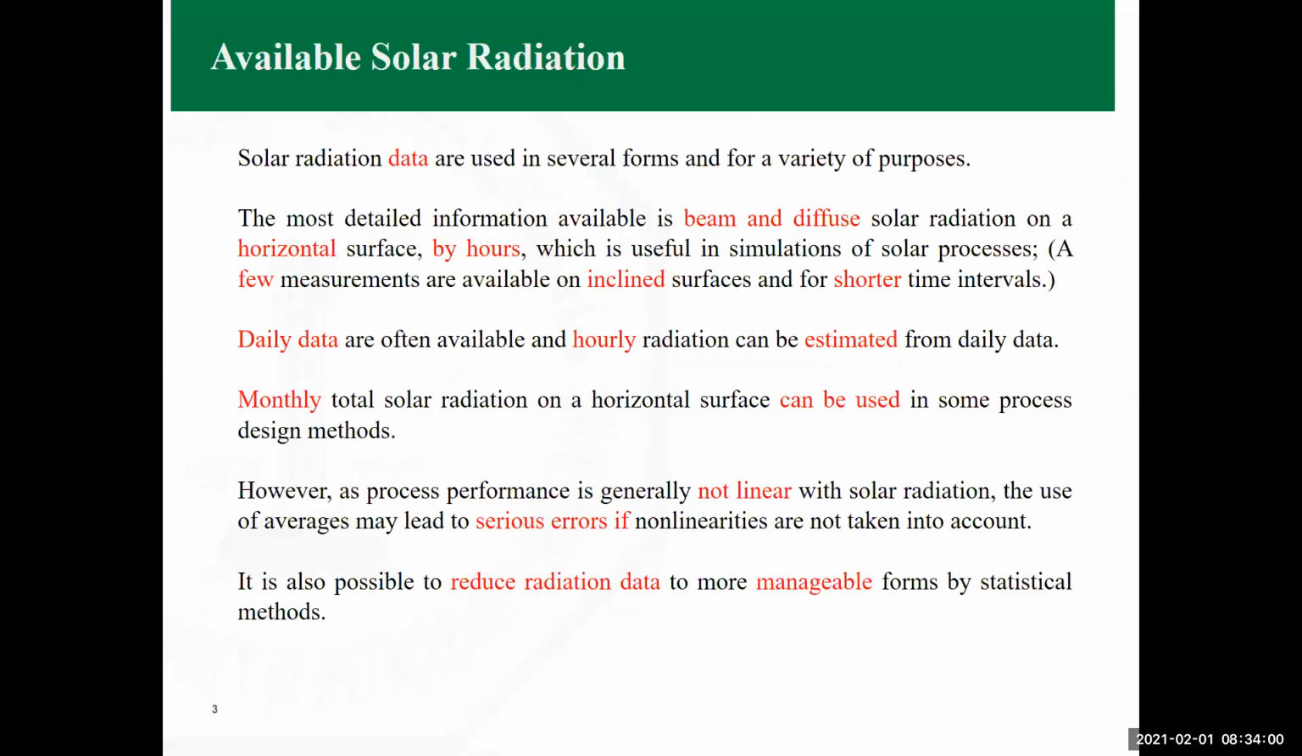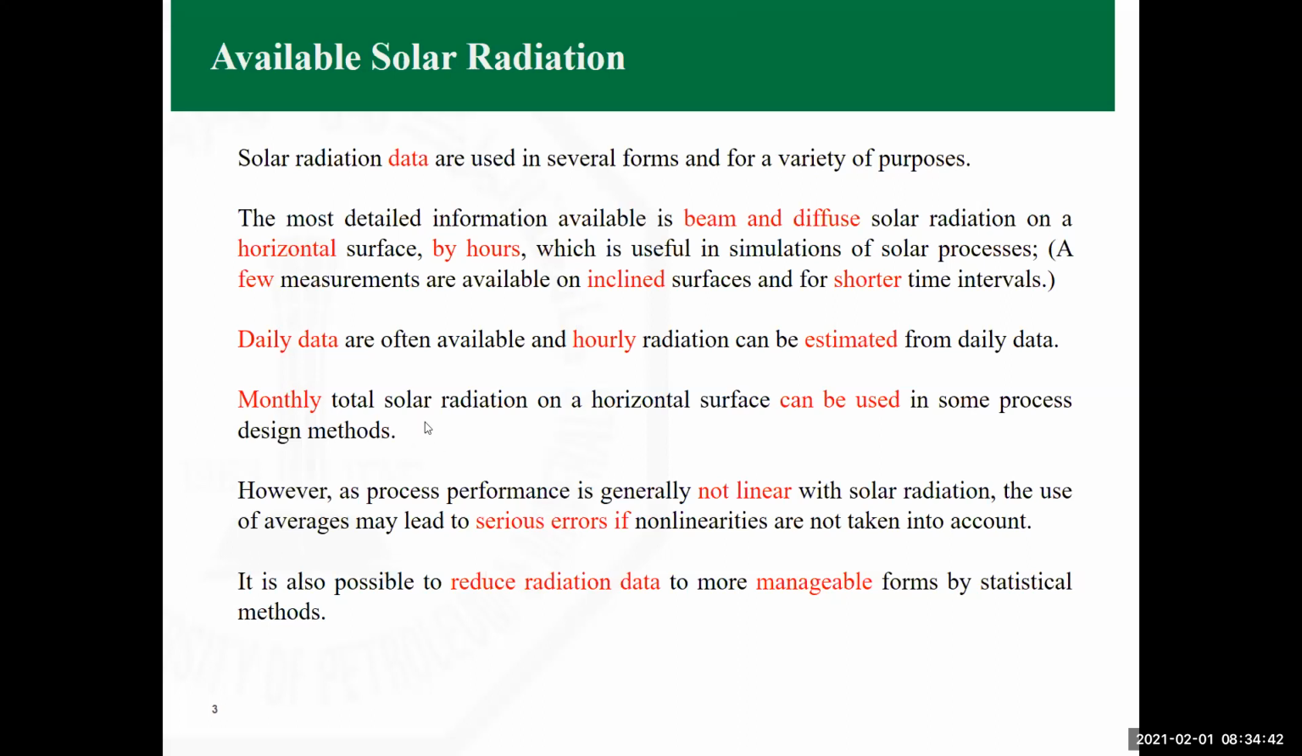The data of the solar radiation are available in several forms. The most detailed information available are beam and diffuse solar radiation on a horizontal surface given on an hourly basis. And sometimes you can find information on inclined surfaces, but for shorter time intervals. The daily information is often available. Hourly information can be estimated from the daily ones, which means that you would not always have detailed information of hourly radiation values that are falling.